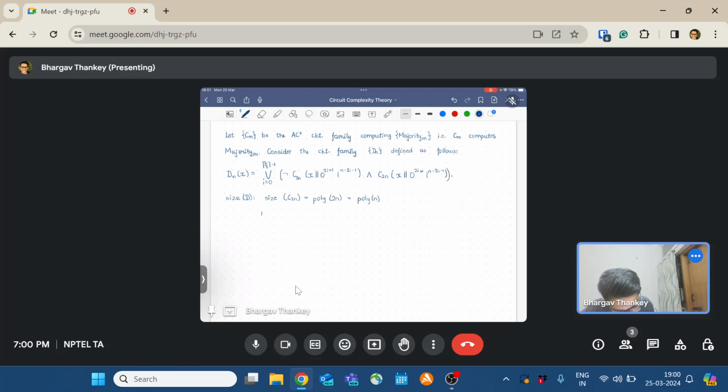Now D has, okay, how many C2ns does D have? Per bracket, it has two copies of C2n, and there are at most n over two brackets, right? So it is at most two times n over 2 many copies of C2n. And the size of each copy is poly n, so it's n times poly n, which is still poly n. Okay, let me keep it n times poly n. I'll just simplify everything later.